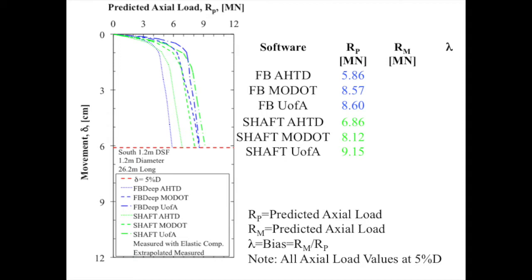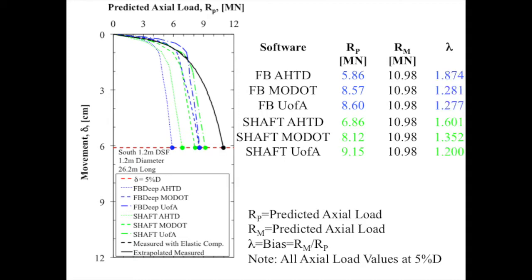and SHAFT software programs. When these predicted resistance values were combined with the measured resistance value of 10.97 meganewtons, as obtained from the elastic compression corrected, extrapolated, measured curve, bias factors of 1.874, 1.281, 1.277, 1.601, 1.352, and 1.200 were obtained. From these different values of bias factors, it's apparent that there was an uncertainty between the measured capacity and the predicted capacity, depending upon which geotechnical investigation technique and which geotechnical software program were utilized.